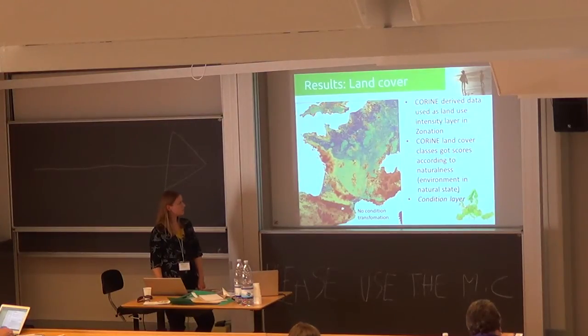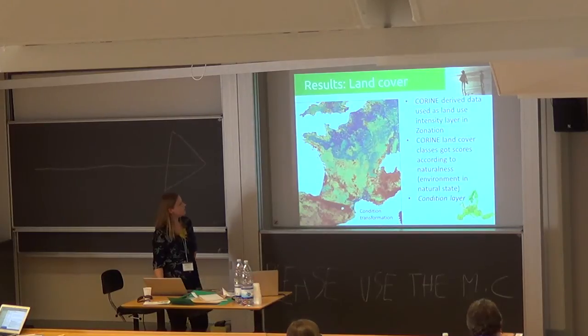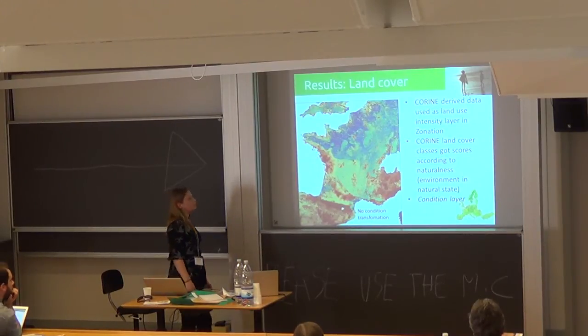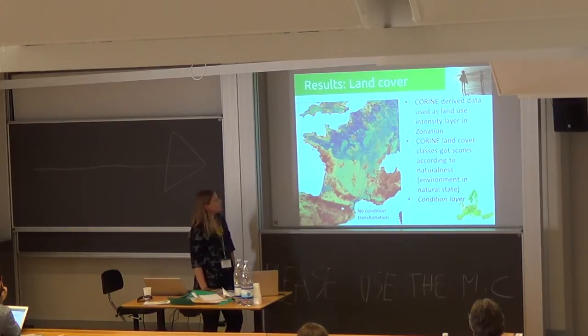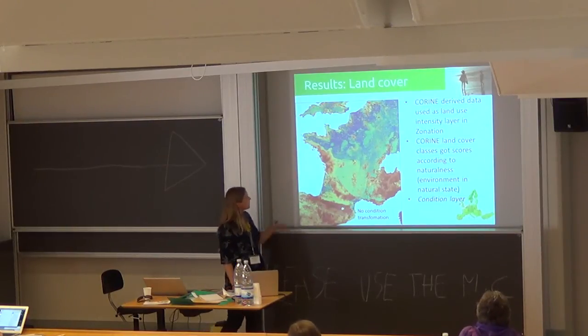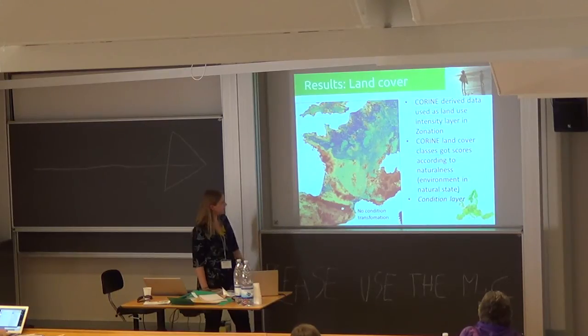So here is the map. You probably all recognize which area this is. So this is France. And this solution is done without the condition layer or transformation. And the second one here is done with the land use intensity layer. So in the map here, the solution which doesn't have this condition layer, somehow the west coast of France gets really high priority.